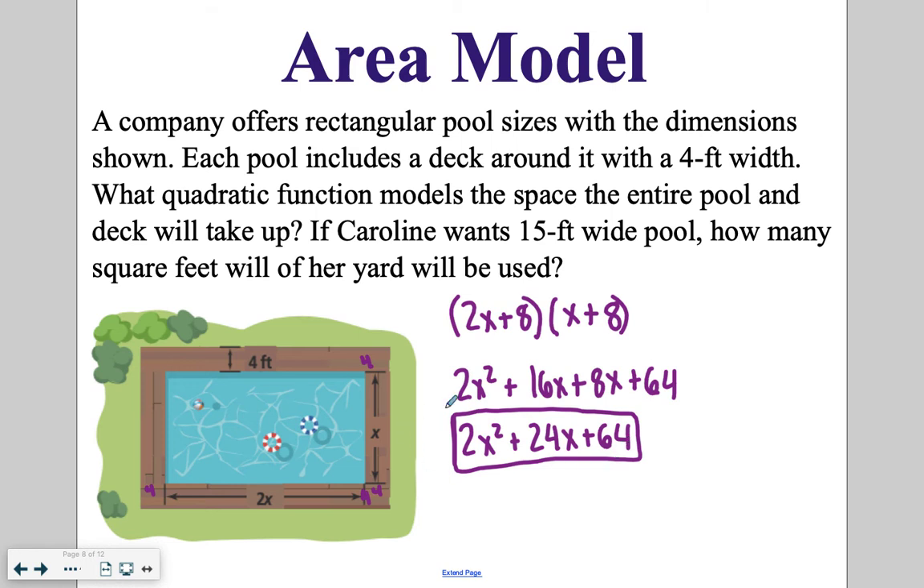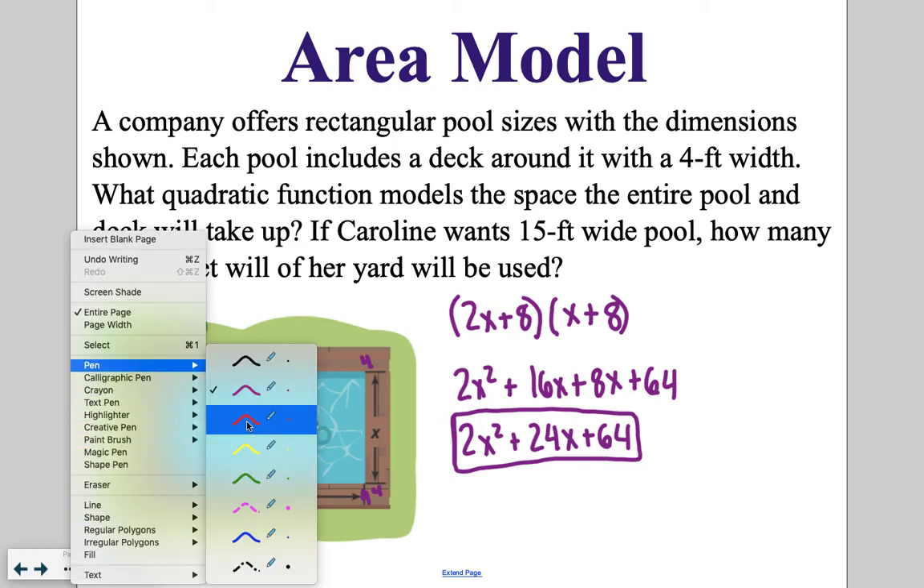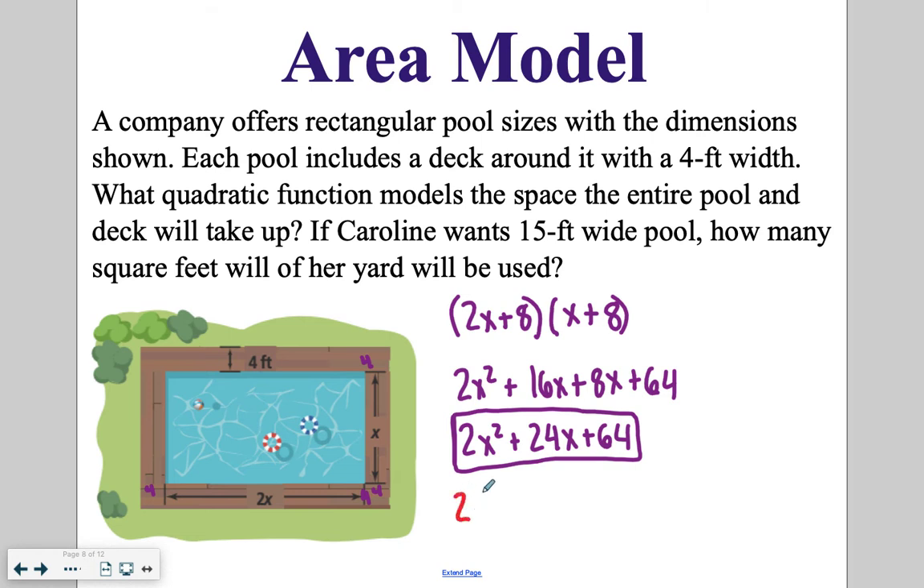Then it asks a follow-up question, which says, if Caroline wants a 15-foot wide pool, how many square feet of her yard will be used? So what that means is you are going to need to plug 15 in for your x values. So we put 15 in the spot of our x's, and I want you to go ahead and in your calculator, calculate the value of space that will be taken up. When you plug this in, you're going to get a final answer of 874 square feet of space being utilized.